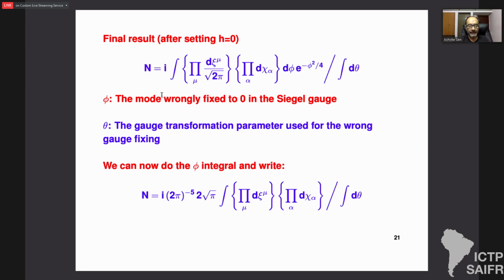So what is phi? Phi is the mode that was wrongly fixed to 0 in the Siegel gauge. So that has come back. And theta is a gauge transformation parameter that was used for the wrong gauge fixing. So in fact, for non-zero h, if you start with this, and if you carry out the Faddeev-Popov procedure, you will find that it exactly reproduces the integral that we had earlier.